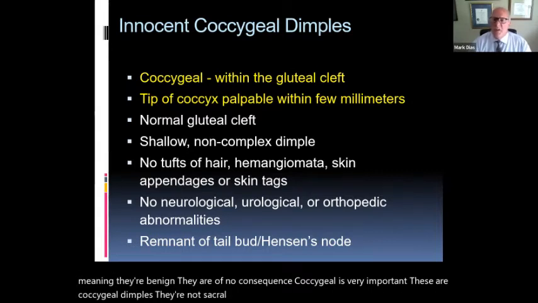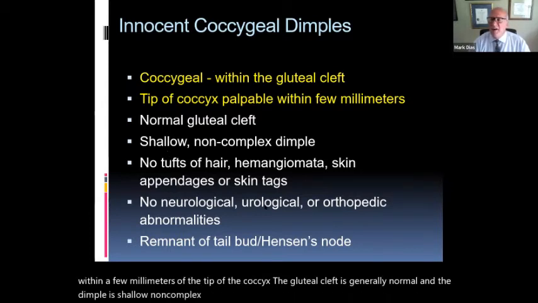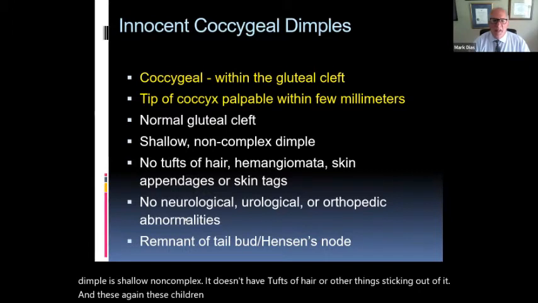They are within the gluteal cleft. They're usually within a few millimeters of the tip of the coccyx. The gluteal cleft is generally normal. The dimple is shallow, non-complex. It doesn't have tufts of hair or other things sticking out of it. And these children generally are normal and they don't have any problems.